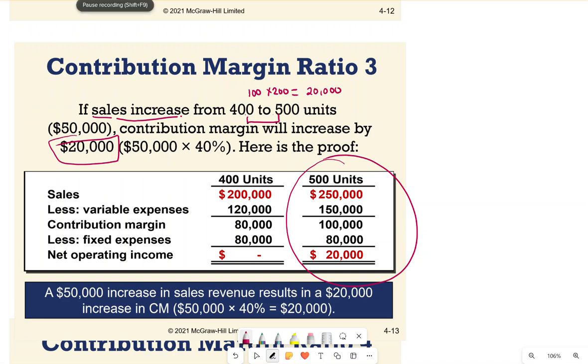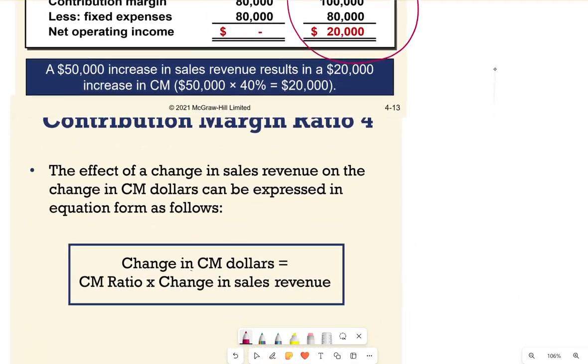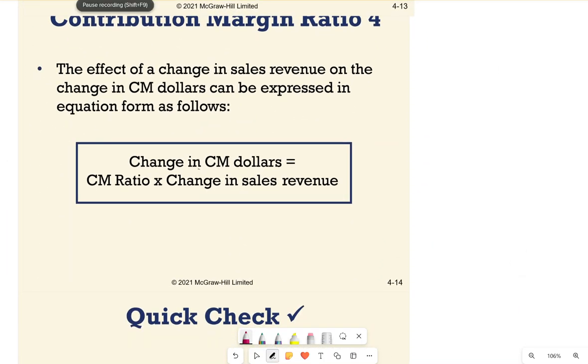The other way to do it is to take the change in sales volume, which in dollar value is 50,000. I multiply by the 40% and I get $20,000. If you want the change in contribution margin in dollars, you take the ratio times the change in sales revenue in dollar value.